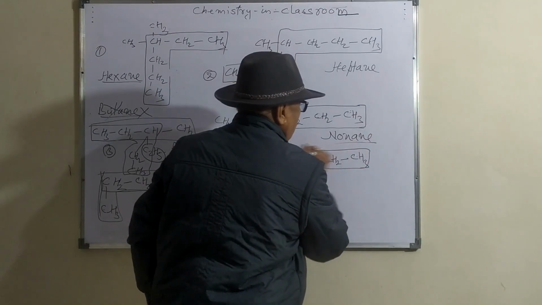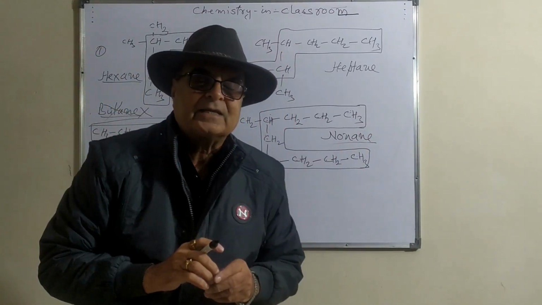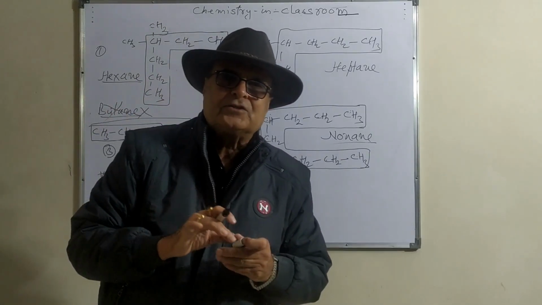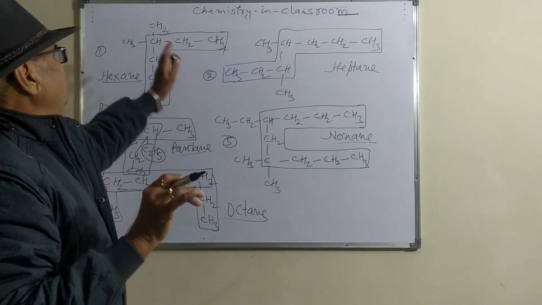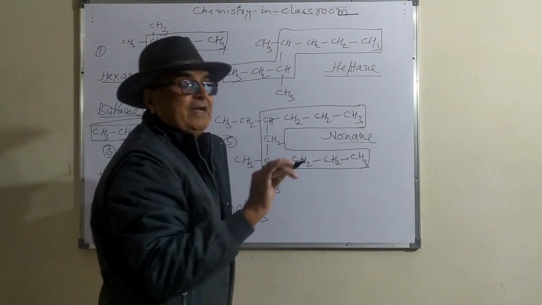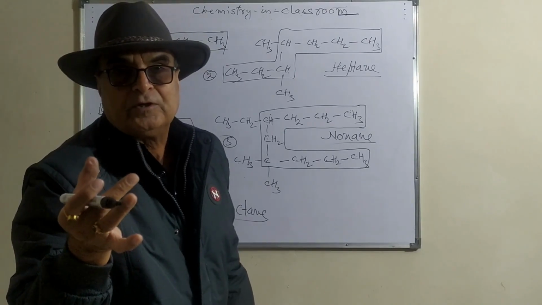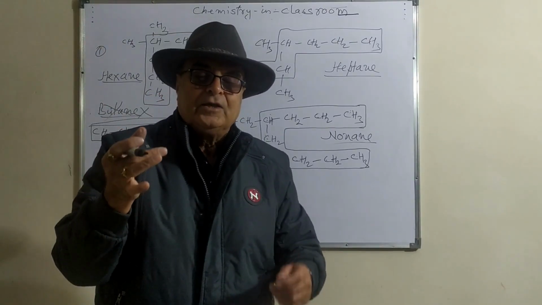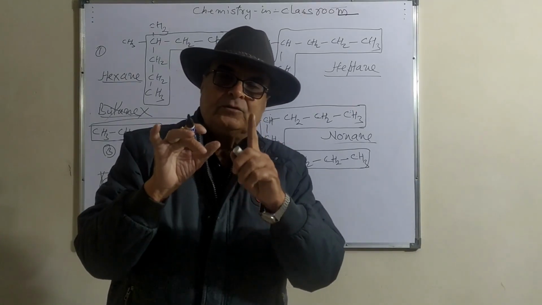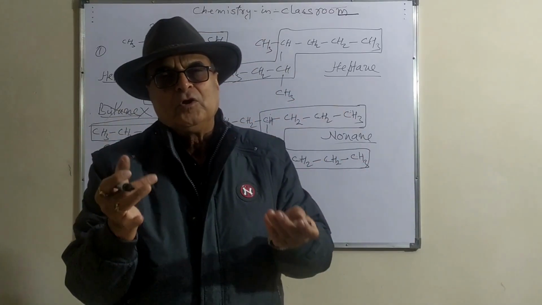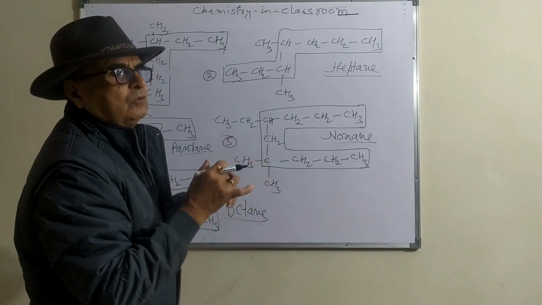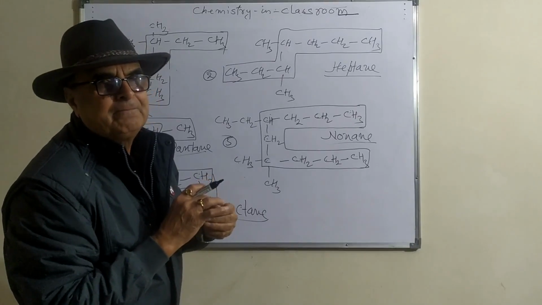So I told you how you will select the longest chain. The longest chain is the first thing you should learn about the IUPAC system. This will give us the parent name or the root name of the compound. If you make any mistake in this selection, then the root name will be wrong, and the whole name of the compound will be wrong.